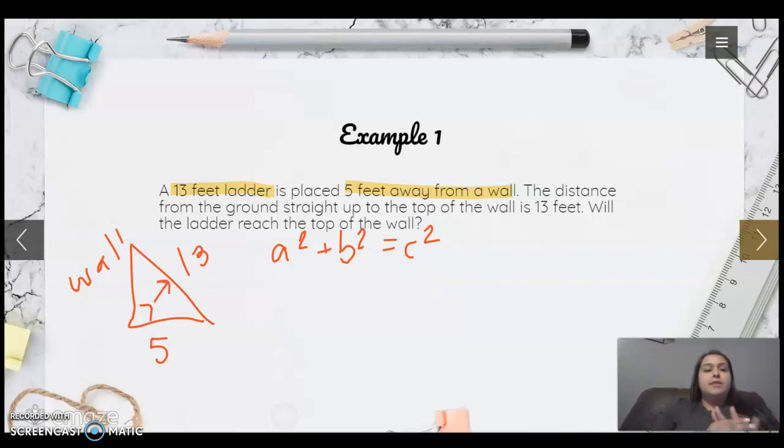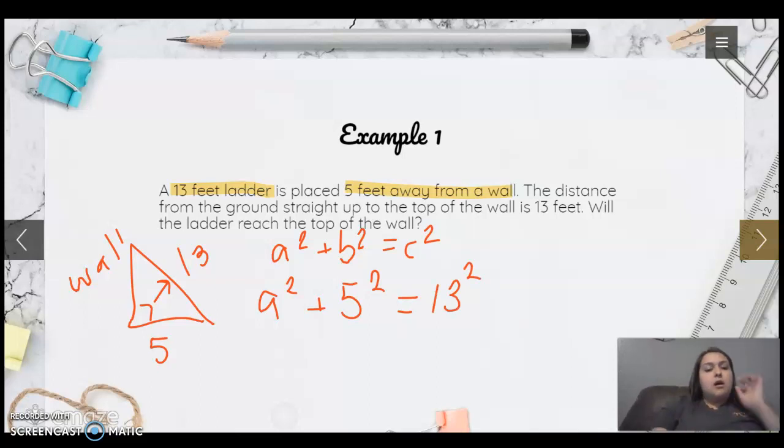Again, your wall and the number 5 can either be A or B. They can be switched. So in this case, I'm going to say that A stays the same. That's your wall height. Plus your B, I am going to say that it is 5 squared, which is equal to, again, C is always across your right angle, which is 13 squared.